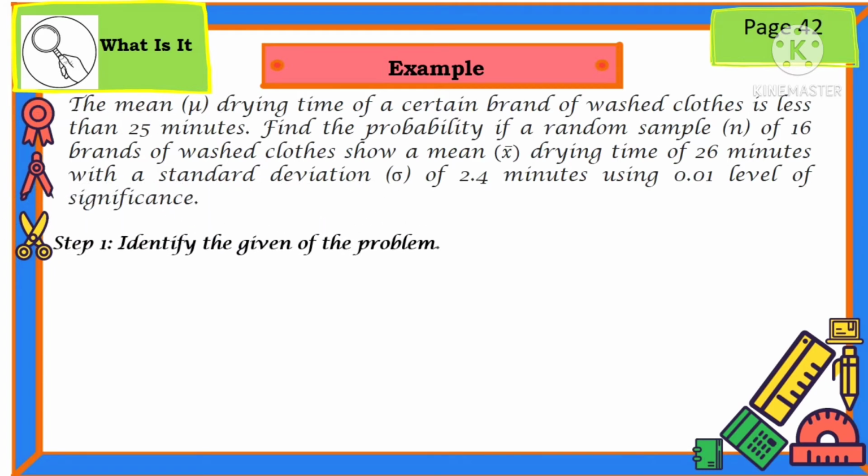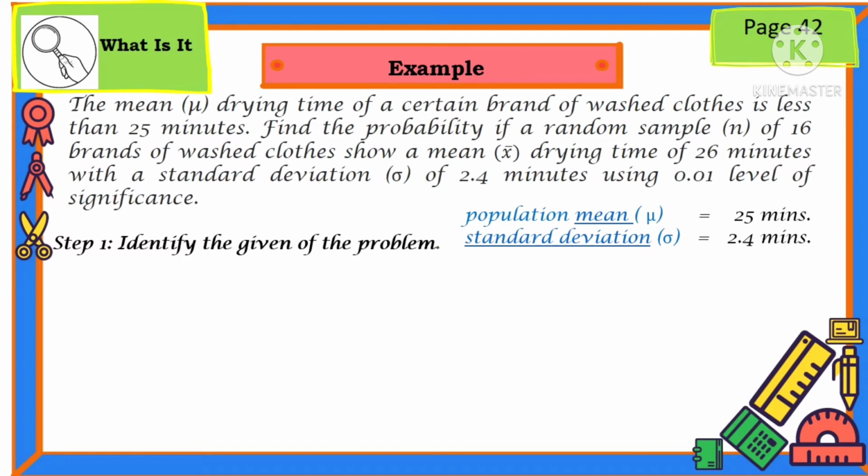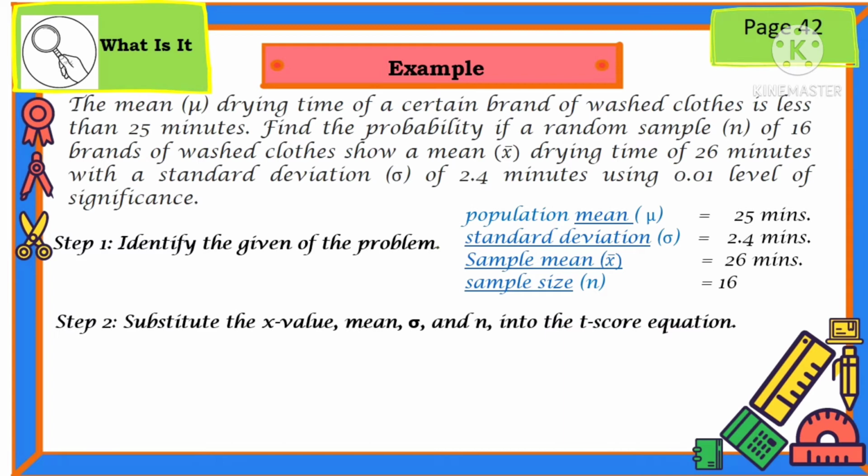For step 1, we have to identify the given of the problem. The population mean is equal to 25 minutes. The standard deviation is 2.4 minutes. The sample mean is 26 minutes, and the sample size is 16.